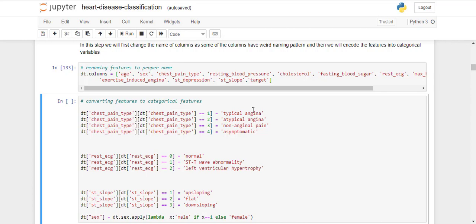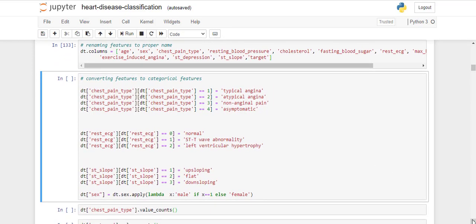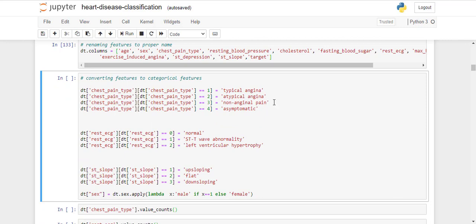We get good intuition because simply seeing the distribution of 1, 2, 3, 4 in categorical variables will not serve our purpose and will not give us good intuition. So I am converting it into proper categories, and later on we'll convert into numerical encoding format using pd.get_dummies. As you can see, one is typical angina, two is atypical angina, three is non-angina, and four is asymptomatic. Like that, I have converted all the categorical variables. So just run it.